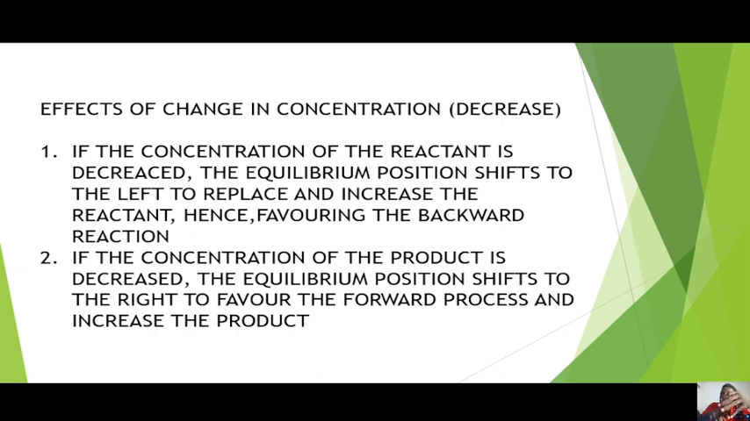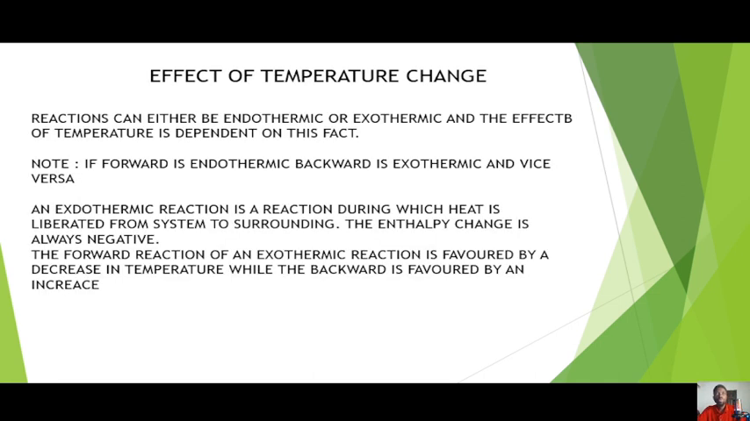While to favor the backward, decrease reactant or increase product. I take it again. To favor the forward, increase reactant or reduce product. While to favor the backward, you decrease reactant and increase product. So that's that basically about how change in concentration can affect a particular system in equilibrium. Now, with that said, we will be going into the next one, which is the effect of temperature change.